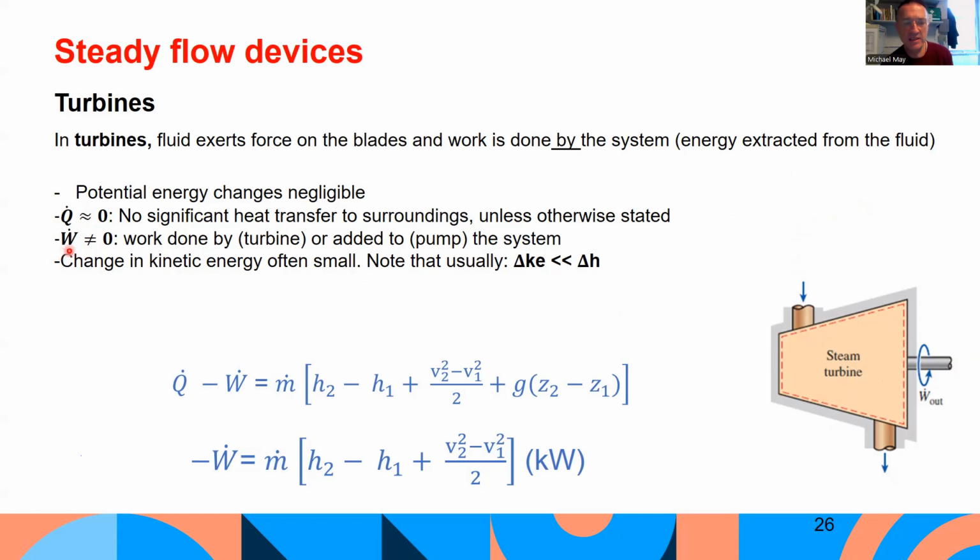So this is saying that there is work being done by the system. It's being done by the turbine or added to if it's a pump. And the change in kinetic energy is often small. Note that usually the change in kinetic energy is significantly smaller than the change in enthalpy and is sometimes neglected. So there's no potential energy. We can drop that component there, and heat transfer. So we do have work and we do have kinetic and enthalpy components in there.